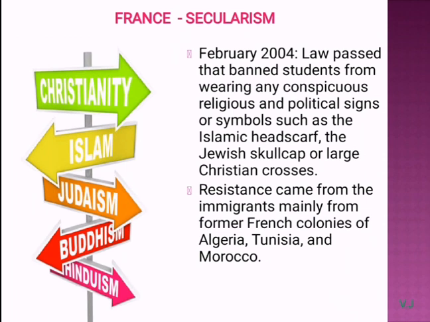Next, secularism in France. It is the second example. In February 2004, a law was passed that banned students from wearing any conspicuous religious and political signs or symbols, such as the Islamic headscarf, the Jewish skullcap, and large Christian crosses. The resistance came from the immigrants, mainly from the former French colonies of Algeria, Tunisia, and Morocco.